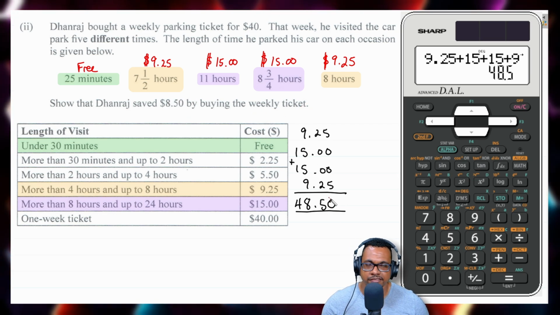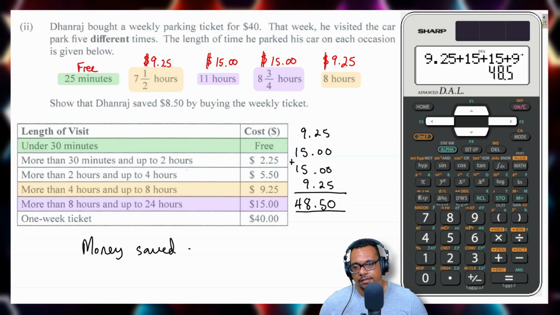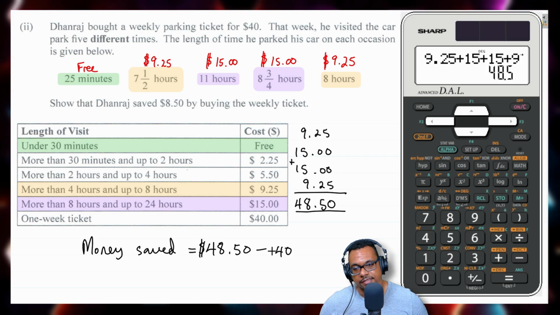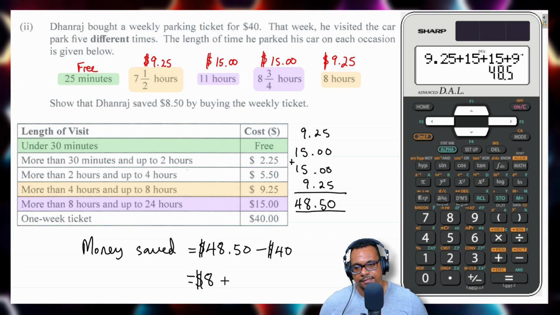But still, we're actually looking for it. So I was going to put money saved is equal to the $48.50, take away $40 for the weekly parking ticket. And that will be $8.50.